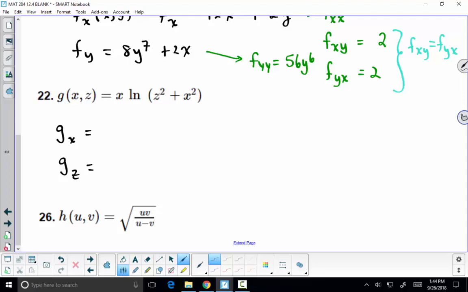You should be dealing with quotient, product rule. Yeah, okay, so the two. Product rule, first one. You have two functions of x, so the derivative of x would be 1. Two functions of x means product rule.